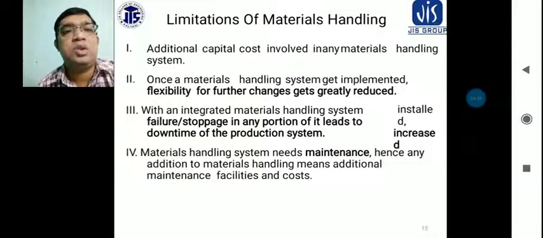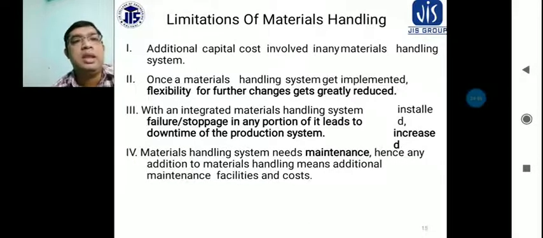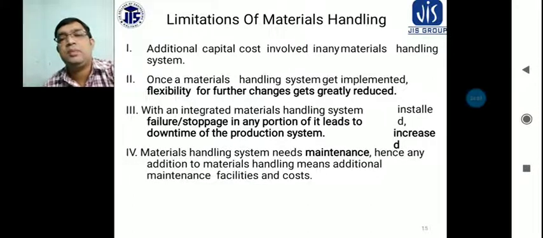You have to consider a few limitations, like the additional capital cost involved in any materials handling system. In a few cases, we can see that materials handling requires containers, and the containers will be transferred from one industry to another industry. Sometimes you have to arrange for the transfer to the industry, and the empty containers will be returned to the company. Then additional cost will be added to the materials handling procedures or systems, and this will be considered according to the limitations of materials handling.